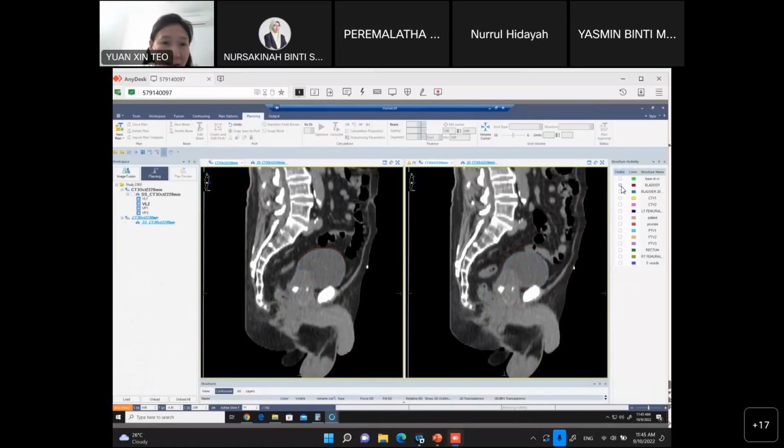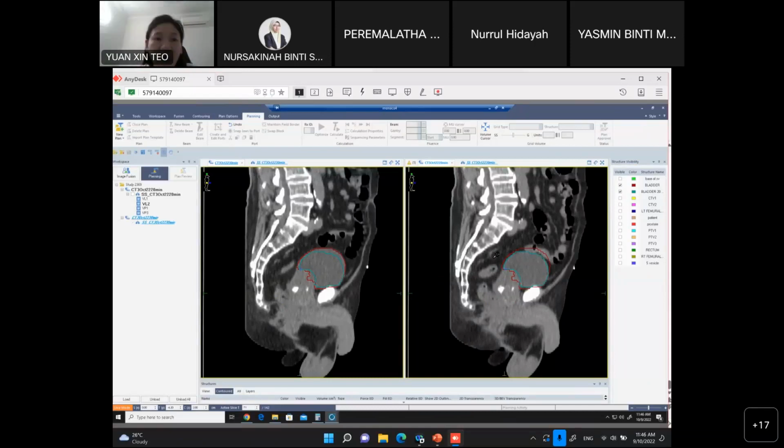Okay, the left is scanned with 30 minutes. The right is the scan after 20 minutes. So from here, you can obviously see the bladder difference. Okay, the red color is the 30 minutes volume and the blue color is the 20 minutes volume. With a difference of 10 minutes, the bladder volume is different.